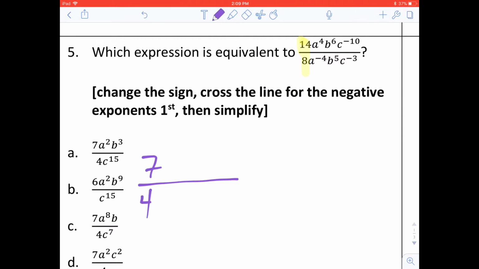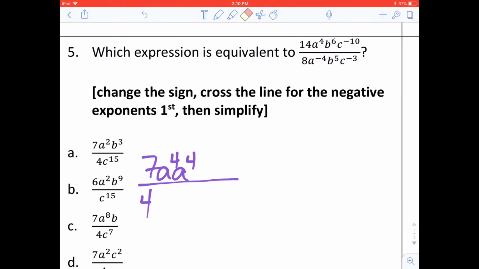Now let's get rid of our negative exponents. If I have a to the negative 4 on bottom, I need to make that positive, and to do that you would just simply move it to the other side and make the negative 4 positive. But you'll notice that I have an a to the 4 that needs to go with it.